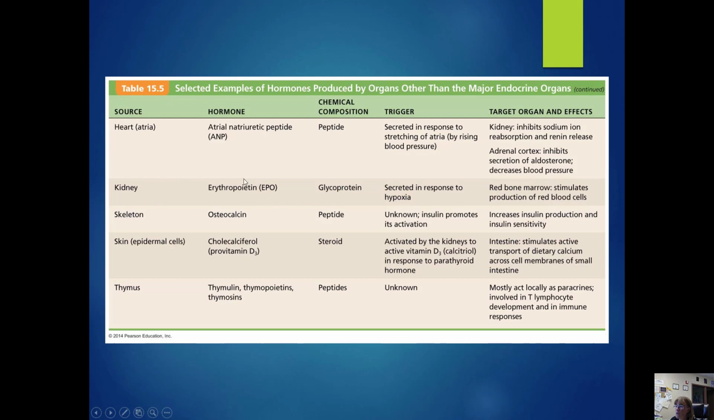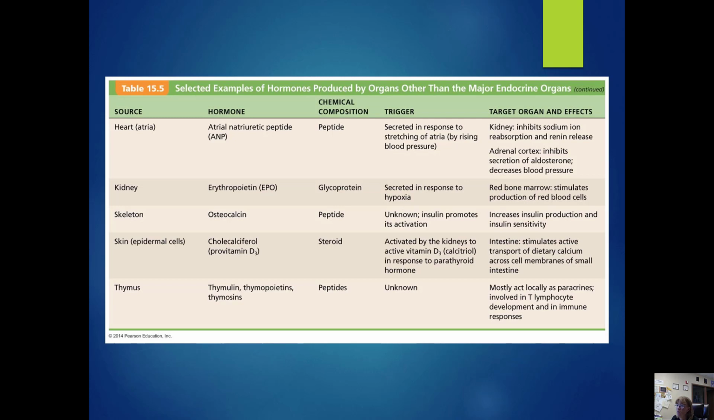Kidneys produce erythropoietin, secreted in response to hypoxia. The epithelial cells within the kidney go to the red bone marrow and say, hey, guess what? We're not getting enough oxygen here. Will you make more red blood cells? So EPO is the one that Olympic athletes and Lance Armstrong in the Tour de France were abusing so that they would have an edge.